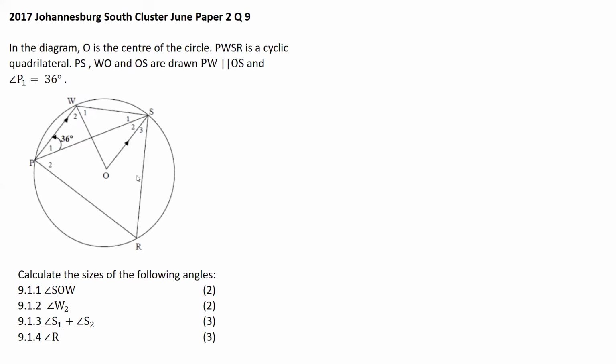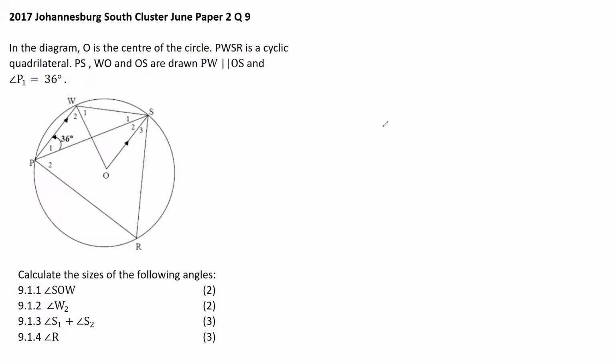In the diagram, O is the center of the circle. PWSR is a cyclic quadrilateral. PS, WO and OS are drawn. And finally, PW is parallel to OS, and angle P1 is 36. Find SOW is my first question. That's what I'm going to start with.